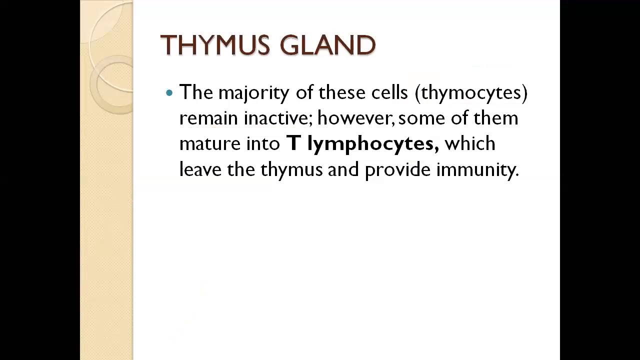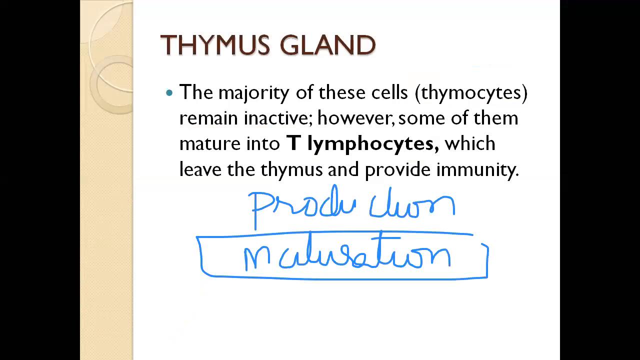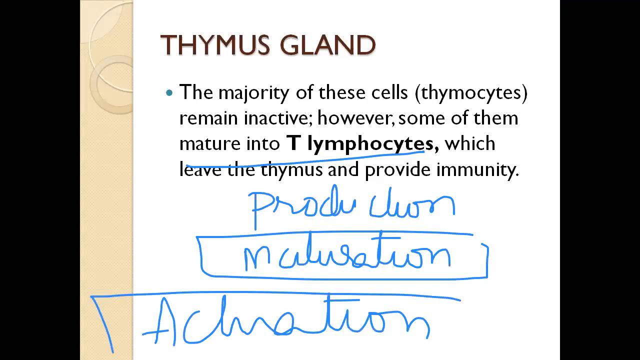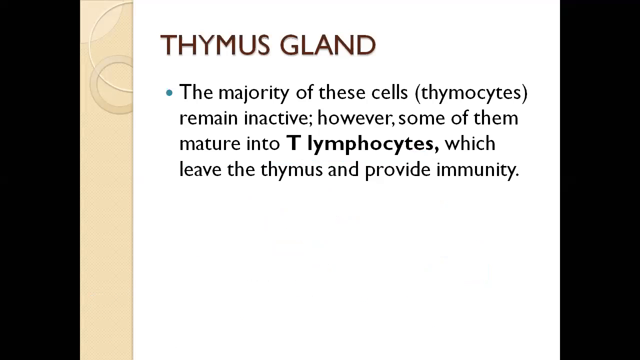So basically there are three stages: production, maturation, and activation. Production of T lymphocytes occurs in the bone marrow. Maturation of the T lymphocytes occurs in the thymus, and then activation. That means when any microbe comes, they attack the microbe. So they are powerful actually. That we'll discuss in the next chapter, immunology.